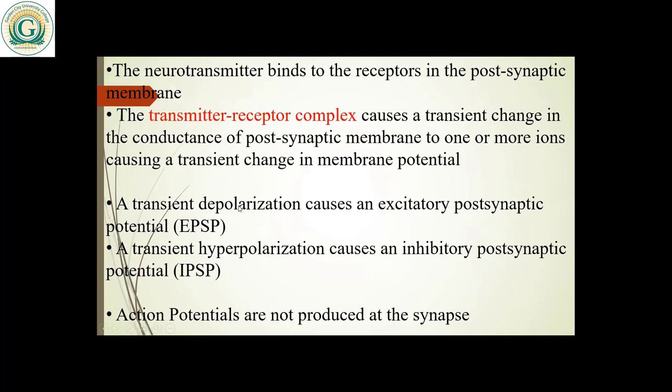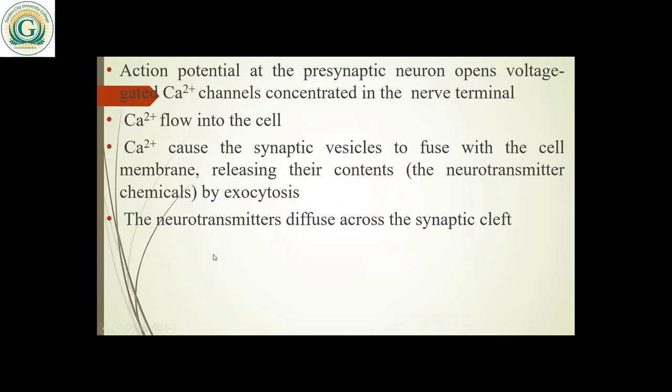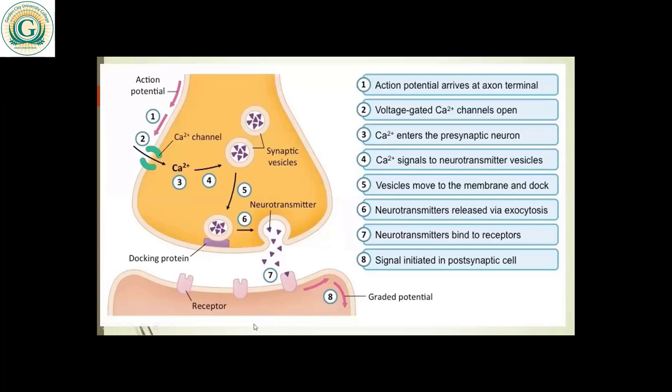Then we are saying a transient depolarization causes an excitatory postsynaptic potential. A transient hyperpolarization causes an inhibitory postsynaptic potential. So we are saying that the type of neurotransmitter that binds to each receptor can be either excitatory or inhibitory.